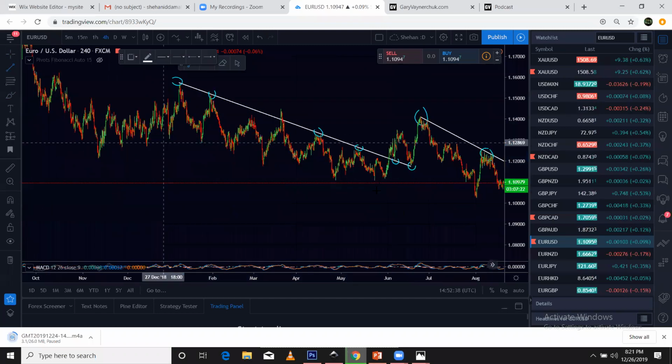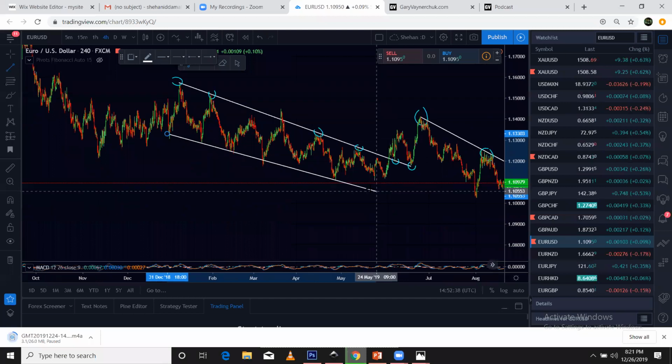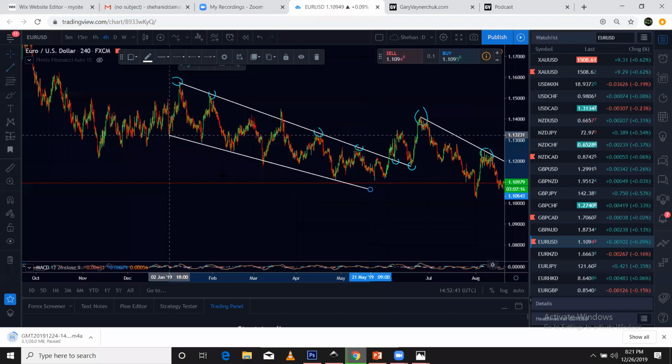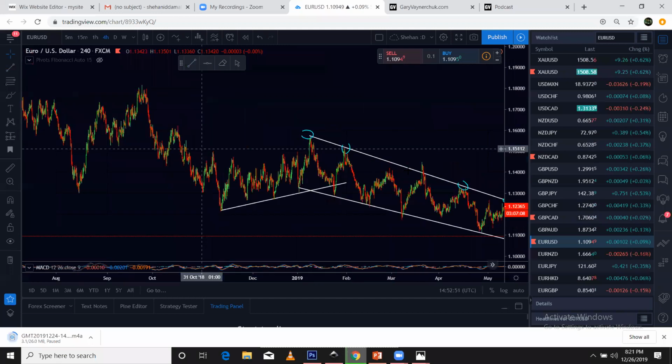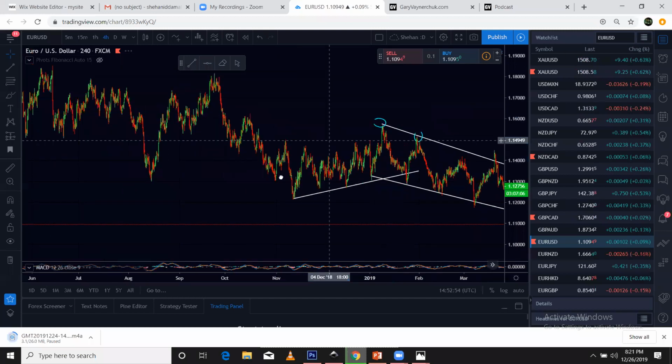I can try drawing a down one, but I don't think that will be so accurate. No, it's actually good. It's actually good. It's a good one. You see 1, 2, 3, 4 touches, right? And you can keep doing that for the rest of the graph. But we are focusing on the last part, right?